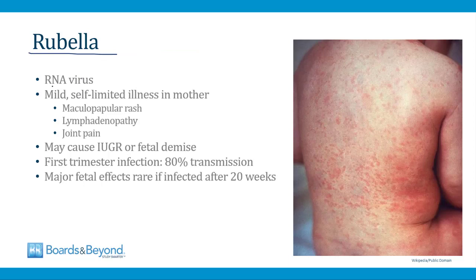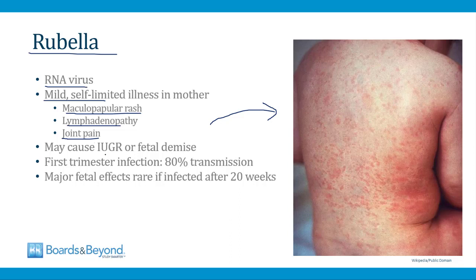Next, let's talk about rubella. Rubella is caused by an RNA virus, and primary rubella infection in a mother is usually a mild self-limited illness. The classic finding is a maculopapular rash, like what's shown on the screen here, plus other nonspecific features like lymphadenopathy and joint pain. The main danger of rubella infection is not to the mother, it's to the baby, and that's why we vaccinate against this virus.